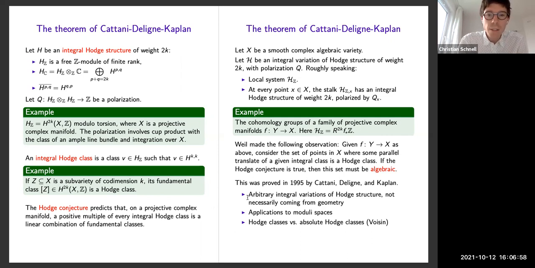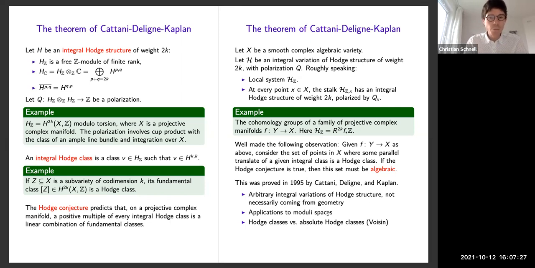And the interesting thing is that even though we don't know the Hodge conjecture at all, people were able to prove this algebraicity fact. So this is a very big famous paper in 1995 by Cattani-Deligne-Kaplan. They showed that this algebraicity thing is true. In fact, they don't just prove this in the geometric setting for variations of Hodge structure coming from families, but they prove it for arbitrary non-geometric variations of Hodge structure.